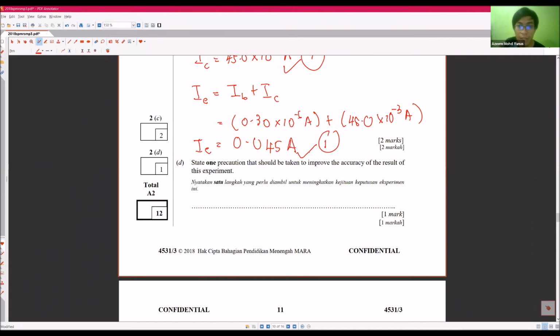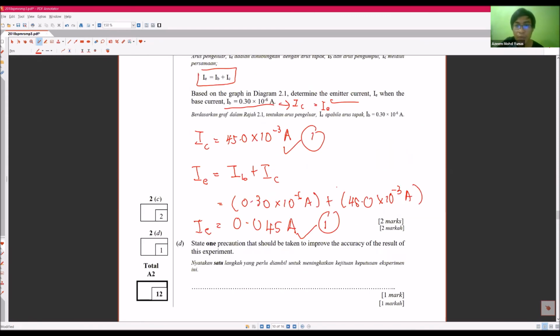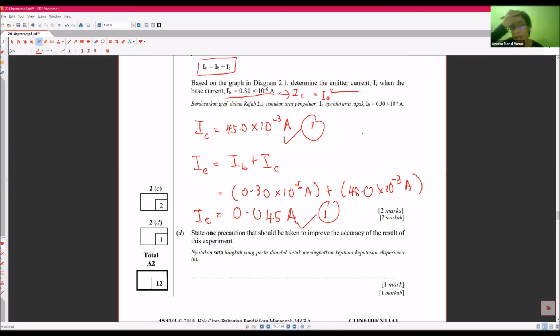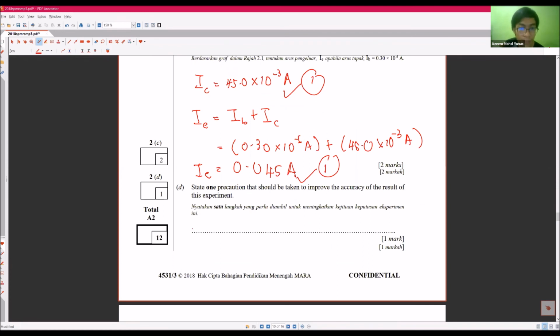Next, state a precaution that should be taken to improve the accuracy of the result of this experiment. So this is the template that we should use: make sure your eyes, etc. But we must identify the measuring instrument first. Both the x-axis and y-axis measure electric current in amperes, but the multiplier is different here. One is 10 to the power negative 3, one is 10 to the power negative 6. So the negative 3 one is the milliammeter, and the negative 6 one is the microammeter. So you can choose either one.